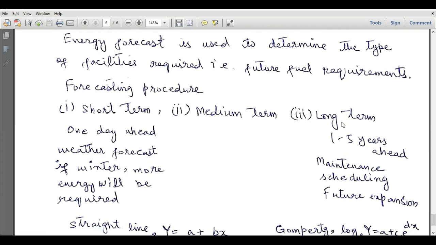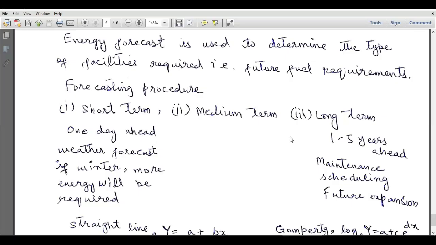And the third type is the long-term forecast, and it is actually 1 to 5 years ahead. And it is used for maintenance scheduling and future expansion. And in between one day and 1 year, we have a medium-term forecast.